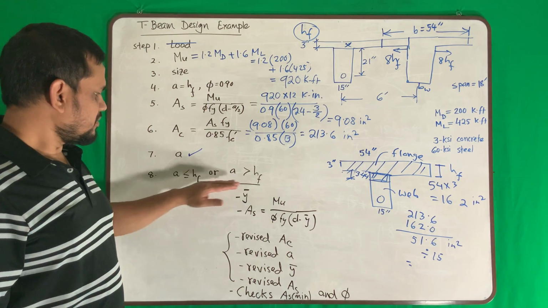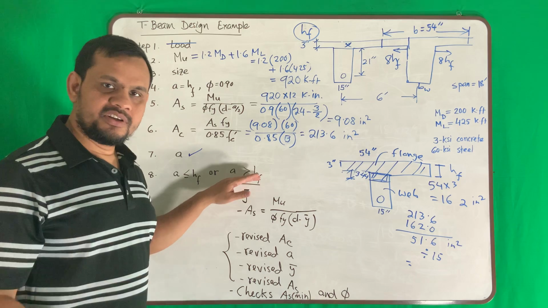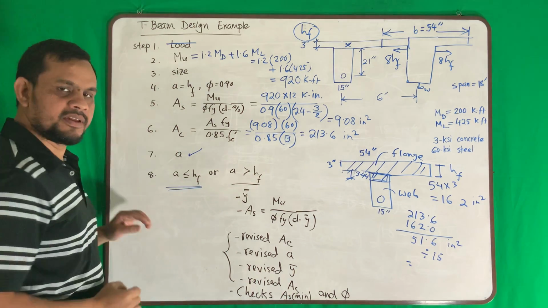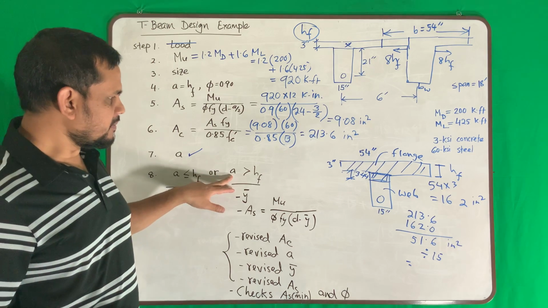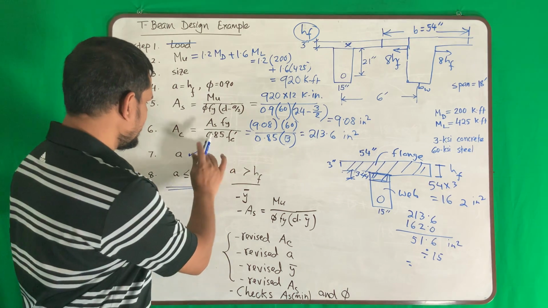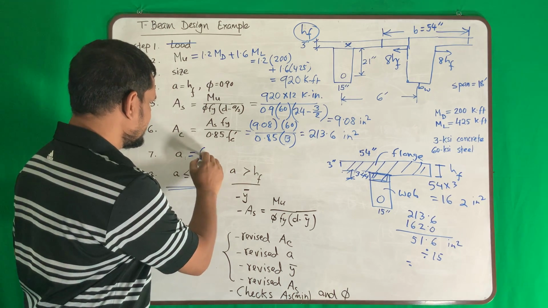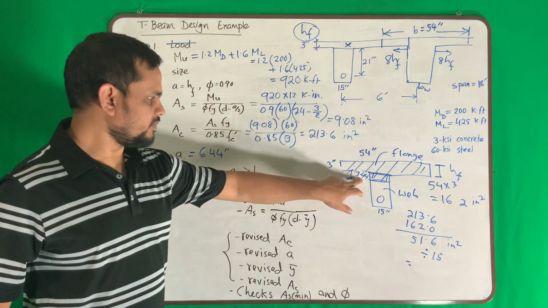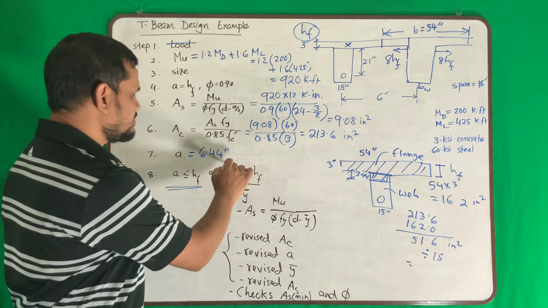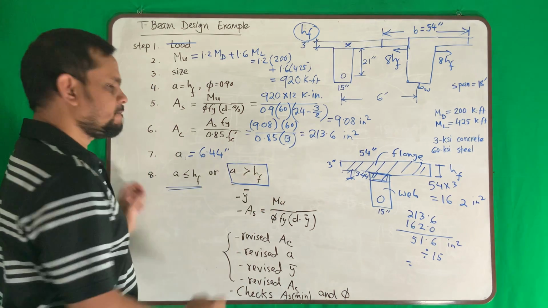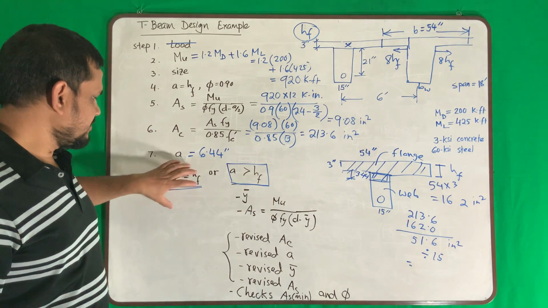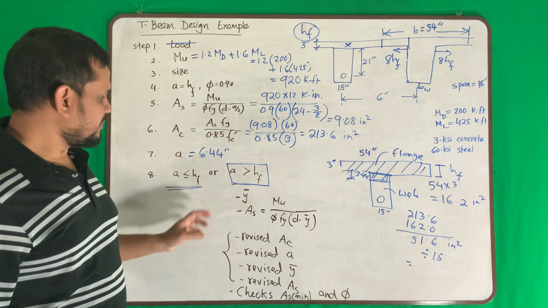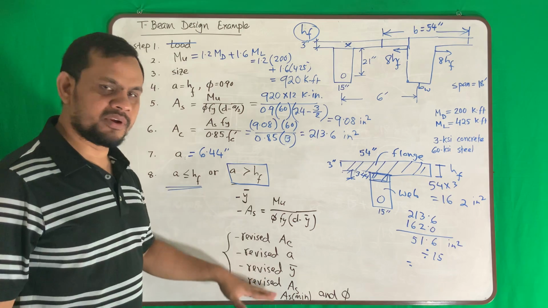So this case or this case, in last video I solved an example which is this case. This time it is this. My a, what is my a? We just calculated 6.44 inch. 3 plus 3.44, 6.44. So this is my case now. So what happens if this is the case? I explained it in previous video. Now I am going here.